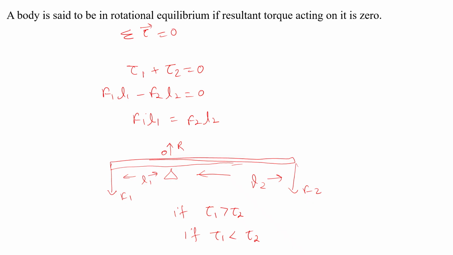For example, in the case of a beam balance or seesaw, the system will be in rotational equilibrium if tau 1 vector equals tau 2 vector, that is, the net torque is zero. This is shown in this figure: F1 L1 minus F2 L2 equals zero, so F1 L1 equals F2 L2. However, if tau 1 is greater than tau 2, the left-hand side will move downwards, and if tau 1 is less than tau 2, the right-hand side will move downward, and the system will not be in rotational equilibrium.